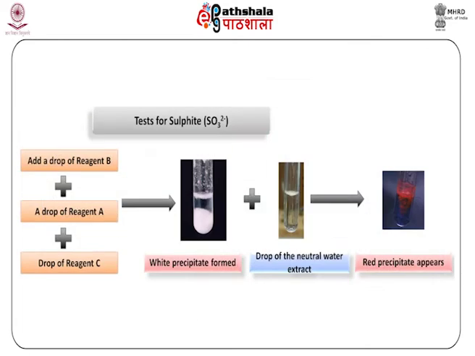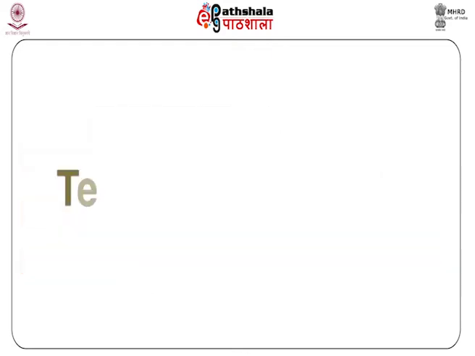The test is carried out by adding a drop of reagent B to a drop of reagent A, followed by a drop of reagent C. White zinc ferrocyanide precipitate is formed, and a drop of neutral water extract is added to it. Red precipitate appears, which confirms the presence of sulphite in it.